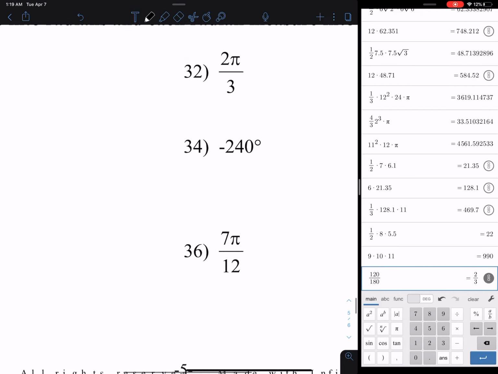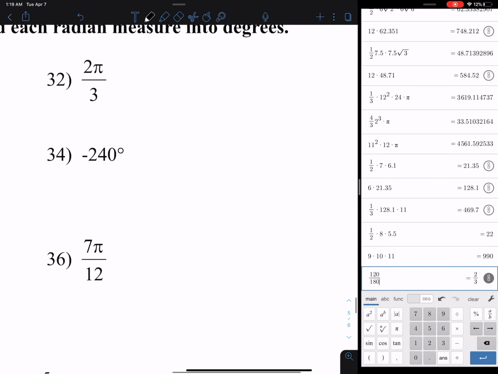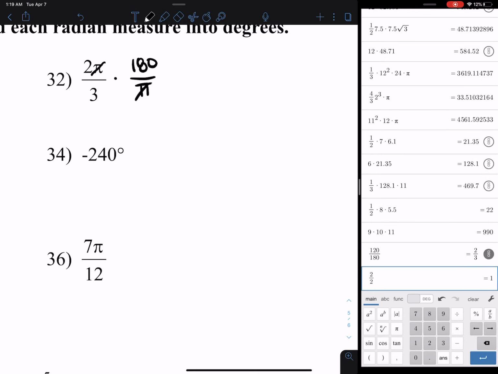The next one is 2 pi thirds. I wonder what the degrees are going to be. But the way we do this, since it's in radians, we want it in degrees, we need to divide out that pi. So that's a way that you can remember which one is which. We don't want a pi with degrees, so we have to divide by pi. Then we do 2/3, not two halves, 2/3 times 180. That tells us that it is 120 degrees.